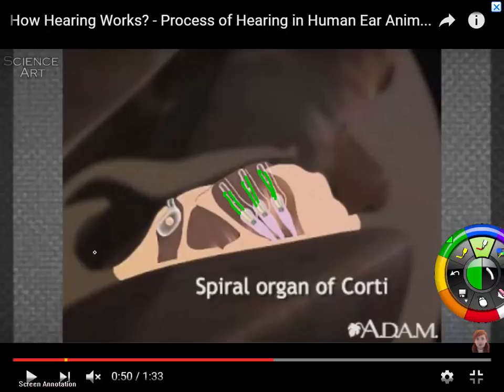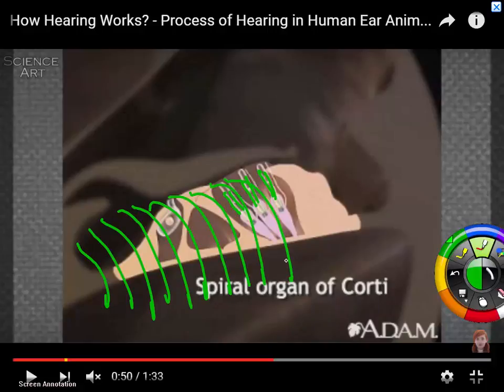And those fluid waves are going to enter the cochlea and they will begin to vibrate the fluid. And because the hair cells vary in height and thickness, it's going to vibrate particular hairs within the organ of Corti. And when those hairs vibrate, they actually open up ion channels.